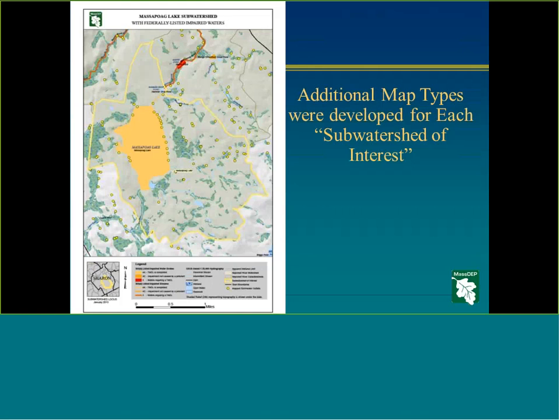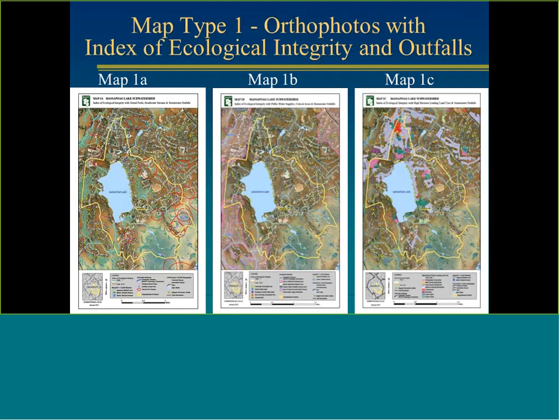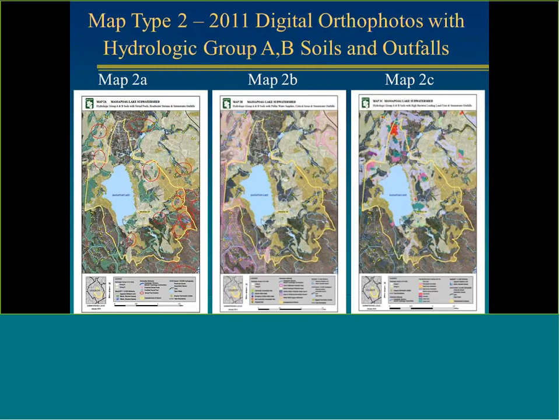For each subwatershed of interest, 2 sets of 3 GIS maps were developed to provide further detail for planning purposes. The first set is subwatershed of interest map type 1. The base map for type 1 was designed using the 2011 orthophotos with overlays of the Massachusetts Index of Ecological Integrity, known as IEI, and the stormwater outfalls. The second set is subwatershed of interest map type 2. The base map for type 2 is the same as type 1, except that the Index of Ecological Integrity overlay is replaced with hydrologic soil groups A and B.